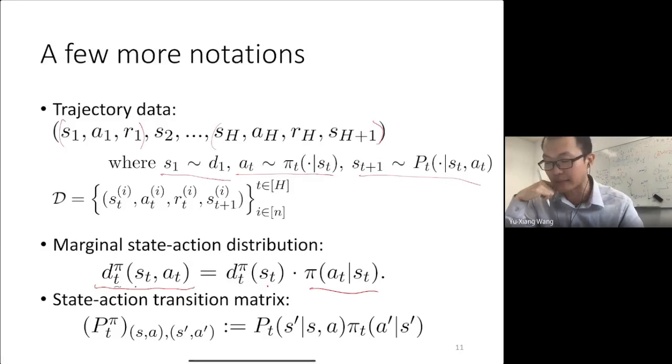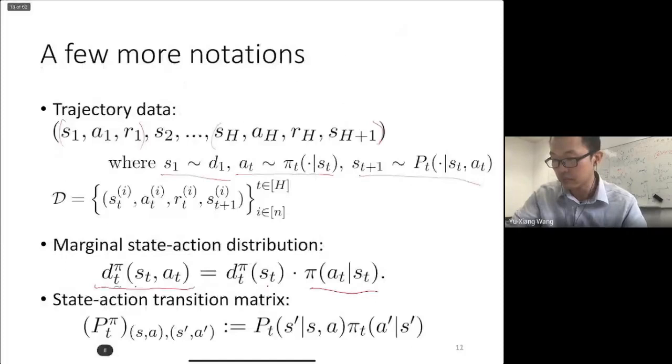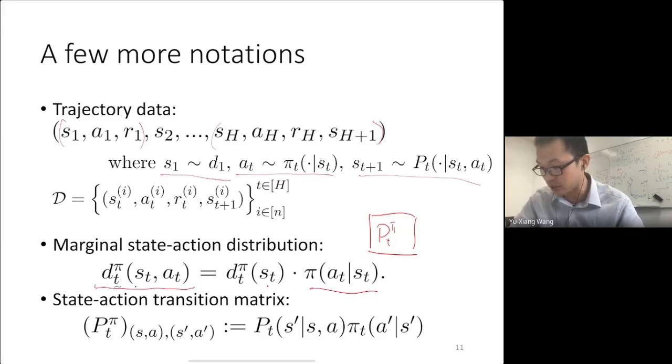And in addition, this transition matrix at time t, if you also index it by pi, then you can make it like a square matrix, where you are describing the transitions and the evolution of this state action distribution over time when you are rolling out with policy pi. So think about P_t pi as a matrix. This is an SA by SA matrix. And then you have this vector D_t pi. And after that, you're getting D_{t+1} pi as a vector of SA.